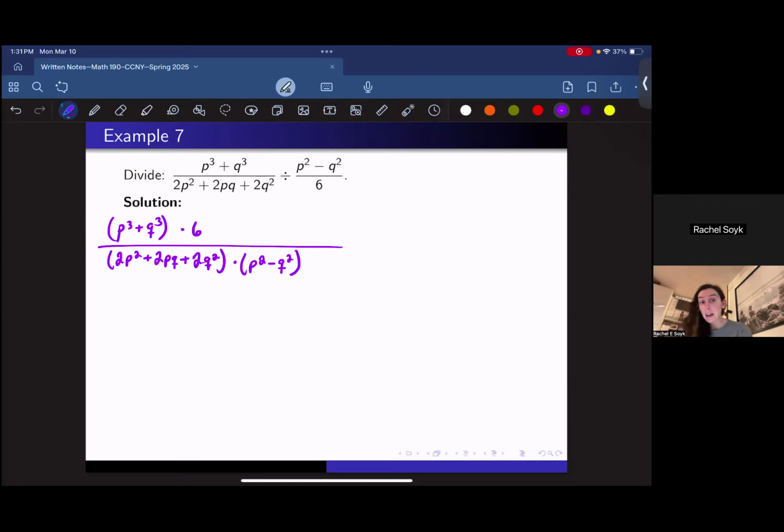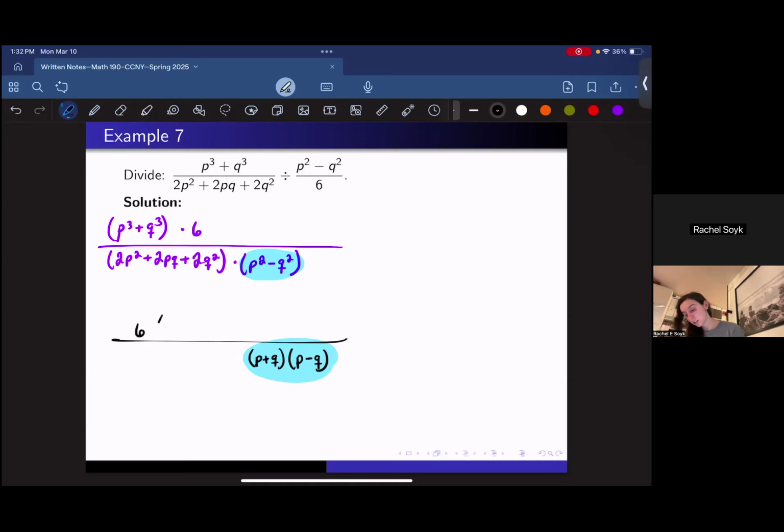And now let's deal with some factoring. P squared minus Q squared is a difference of squares. We can break that up into P plus Q and P minus Q. And then we have that cubic function, our P cubed plus Q cubed, which, what does this look like as an extension?